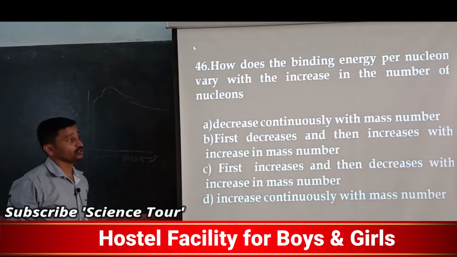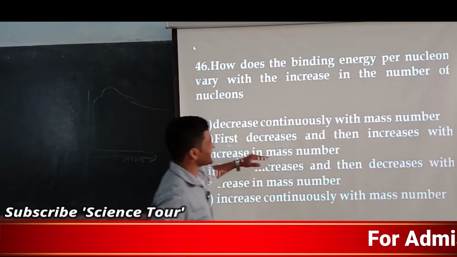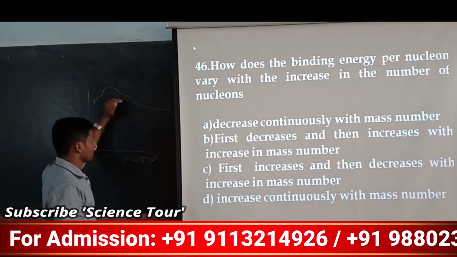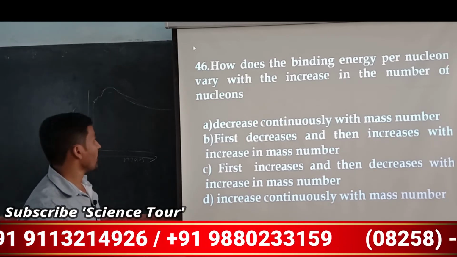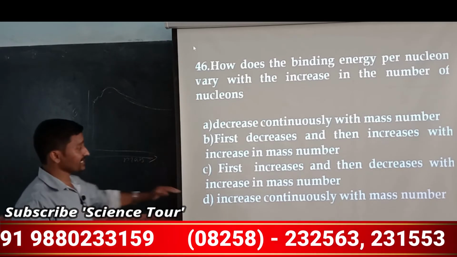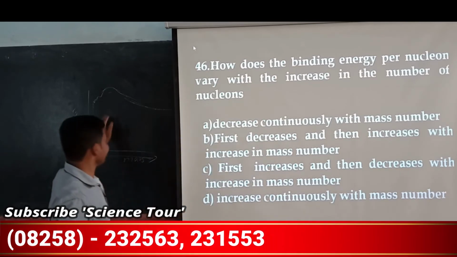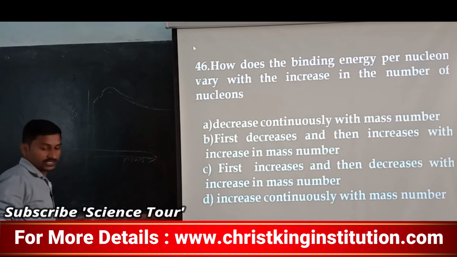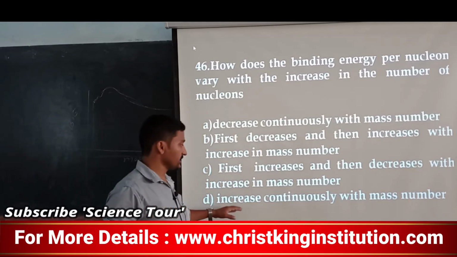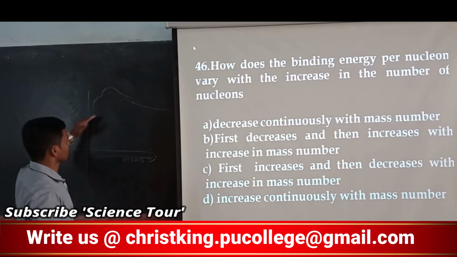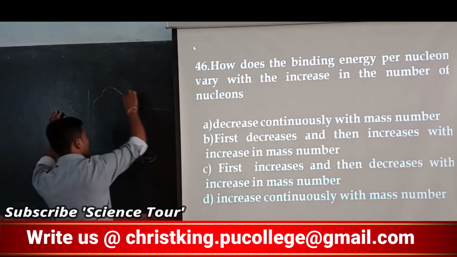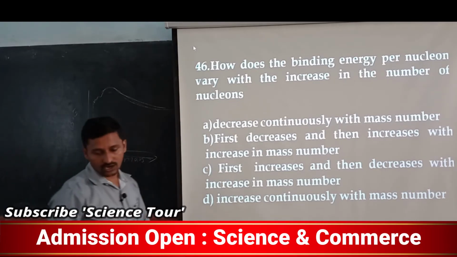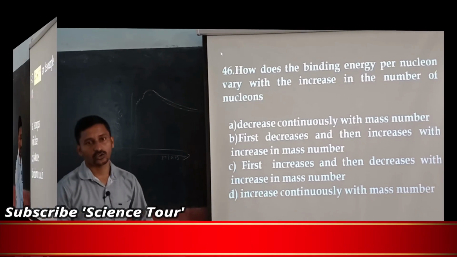Is it so? No. First decrease and then increase with the increase in mass number? No, it gets the saturation value and becomes equal. First increase and then decrease with the increase of the mass number, that seems correct. Increases continuously with the mass number? No. The option is C. Go through it.